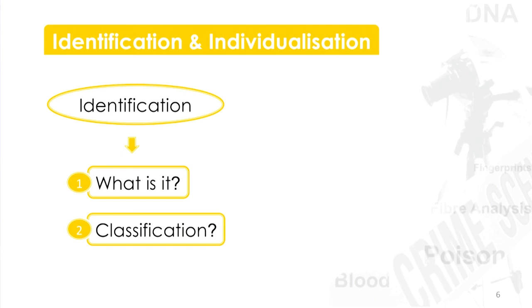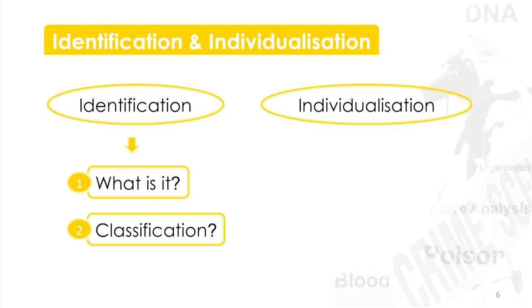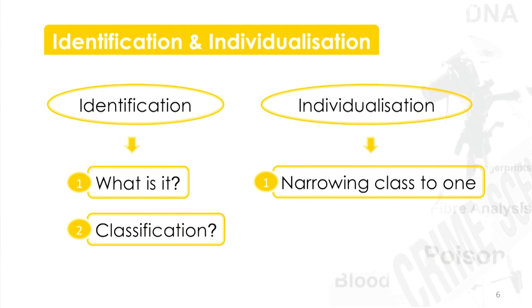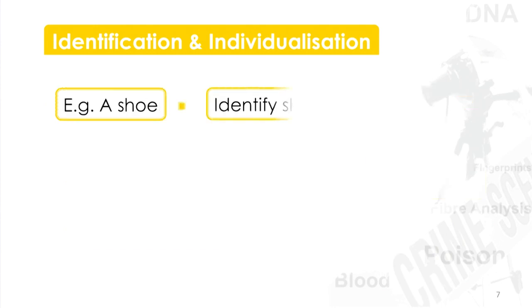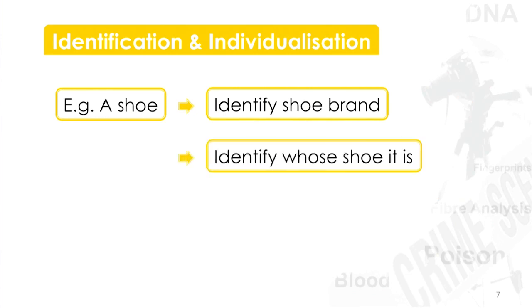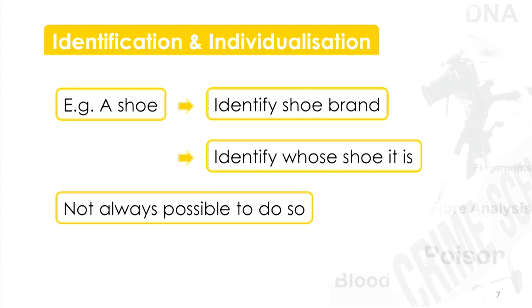Now, ideally, what we want to get to is individualization. That is where you start from a classification and you narrow it down to one. So you identify it as a brand of shoe, and then you narrow it down to a particular person's shoe. This, of course, is not always going to be possible, but it's something that we strive to do.